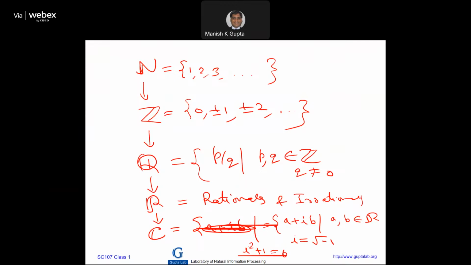1, i, j, k. A number is a combination of 1, i, j, k. So in the complex, a number is a combination of what? a into 1 and i, so a times 1 plus i times b. There it will be a times 1 plus i times b plus j times c plus k times d, where i square is equal to minus 1, j square is equal to minus 1, k square is equal to minus 1. Hypercomplex numbers, right.